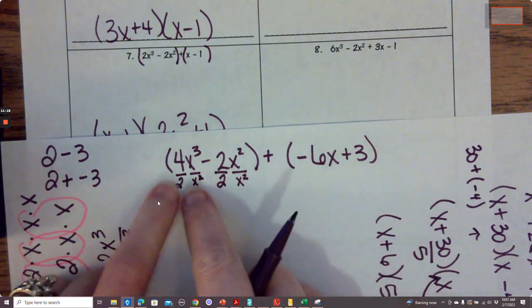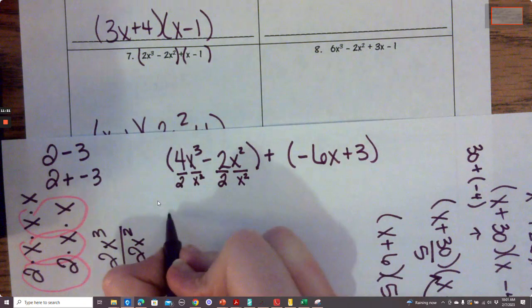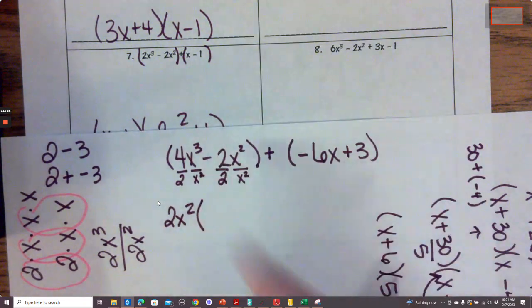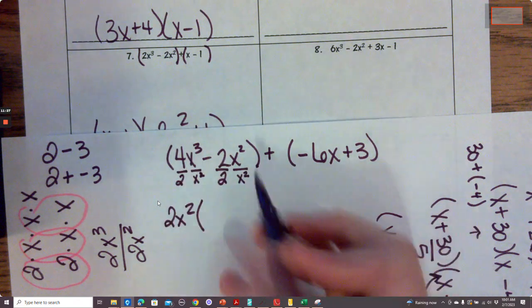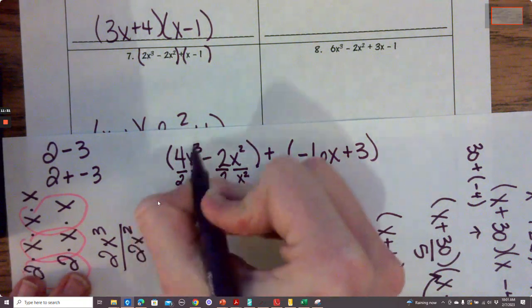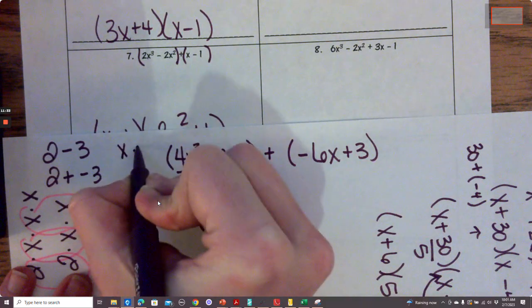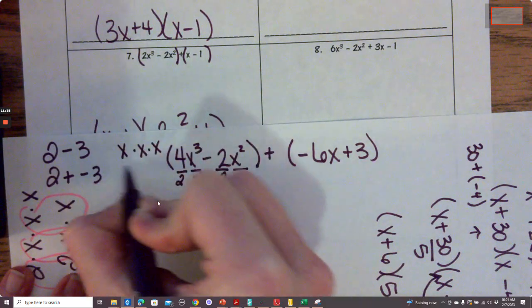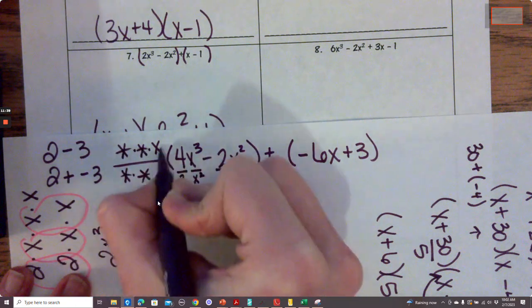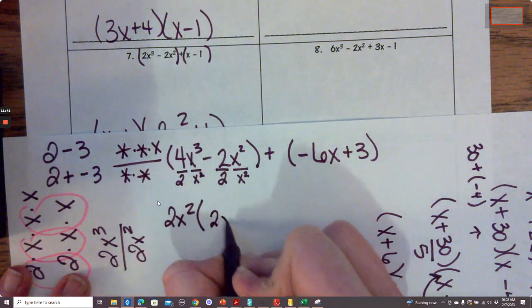So here's what I'm pulling out, these two pieces. 2x squared is getting pulled out. And now I can kind of factor them out. So 4 divided by 2 is a 2. X cubed divided by x squared, remember in situations like this, you can write it out, expand it. So these cancel, I'm just left with an x.